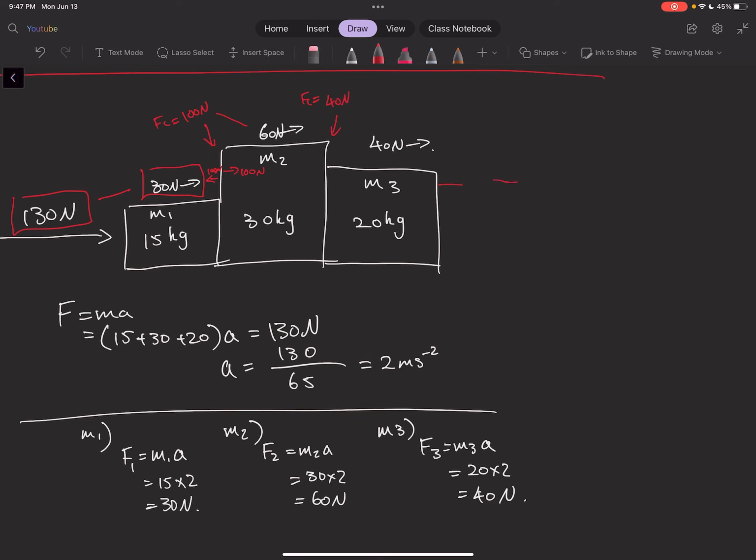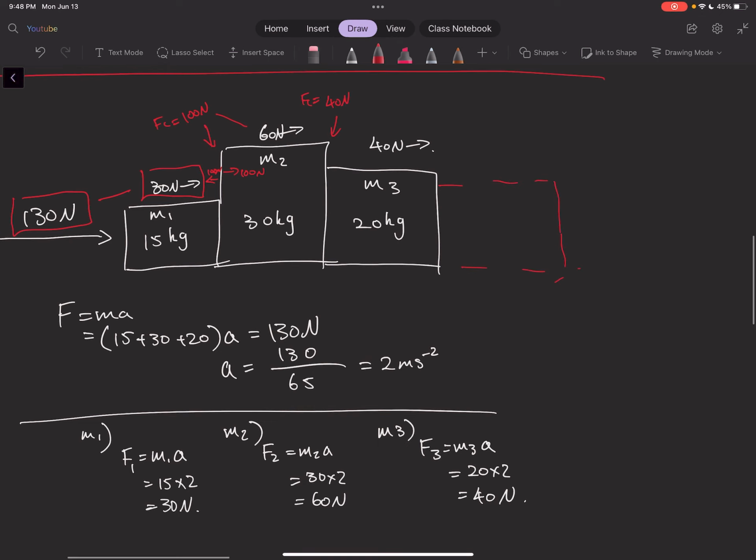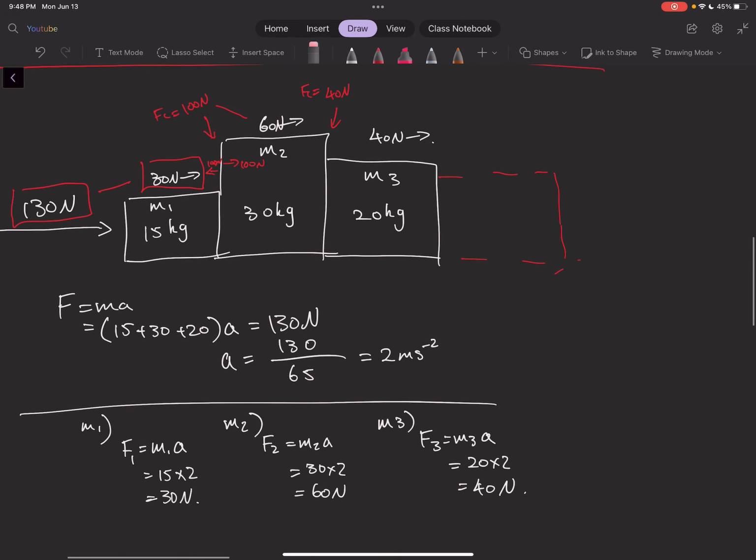And if you had another block over here and we wanted to find the contact force, then we would use 40 newtons minus whatever this was. In this case, this is the last block, so it equals 0. But if it weren't, you would use the previous contact force minus the F equals ma for the individual block, onward and onward and onward. Well, this can get a little bit confusing if you forget which one you're supposed to be subtracting from what.